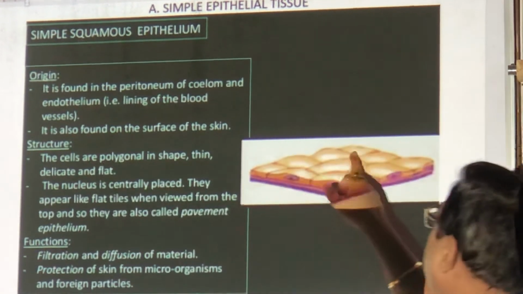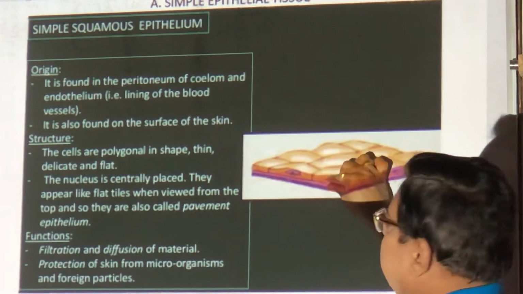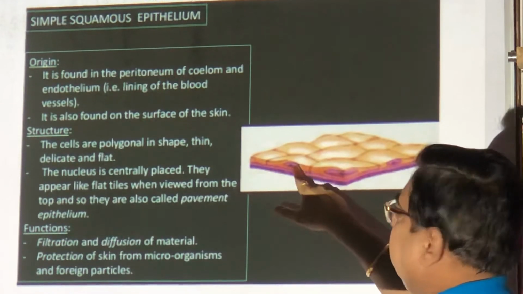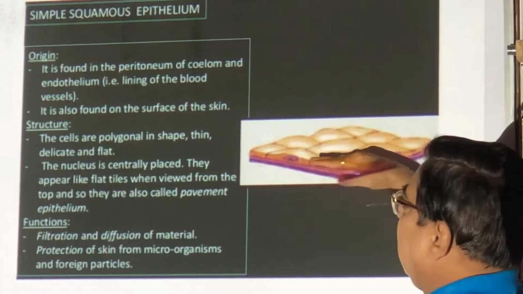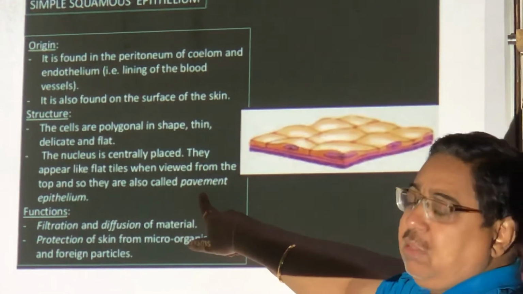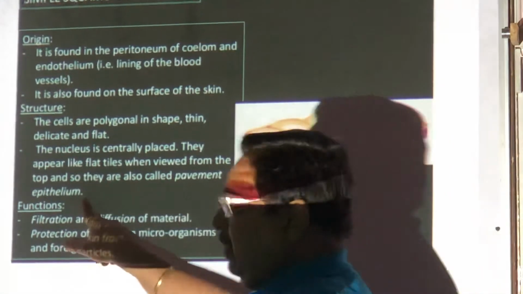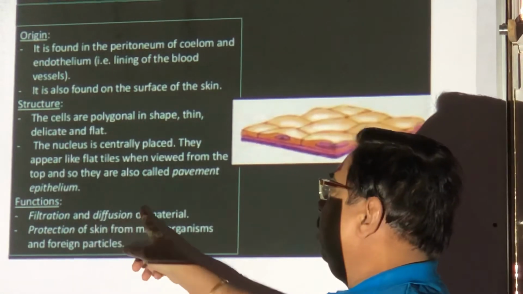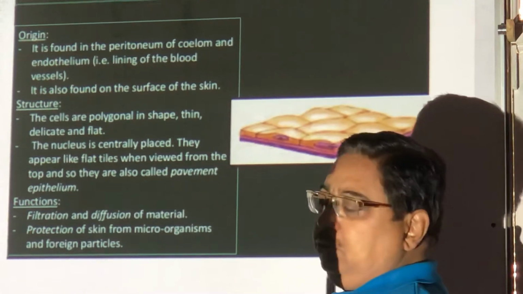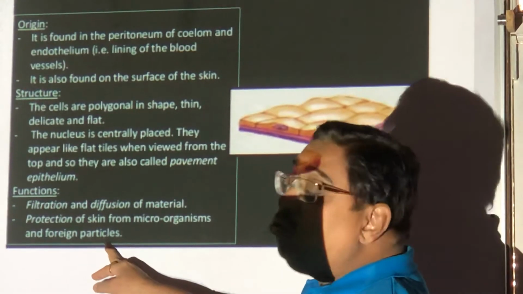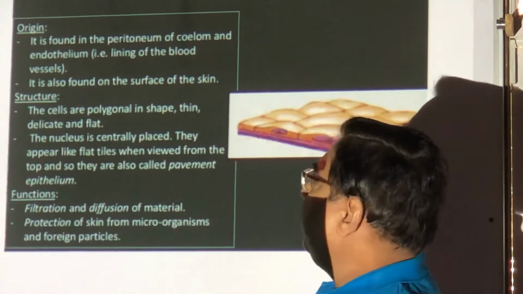Cells are polygonal in shape, thin, flat. Okay, nucleus is in the center. They appear as tiles. So also called pavement, footpath, pavement epithelium. What does it do? It filters and lets material go into your skin. Oxygen, nutrients can cross. Bacteria and foreign particles can't go. It will prevent that. Okay? So, short note, 2 marks.